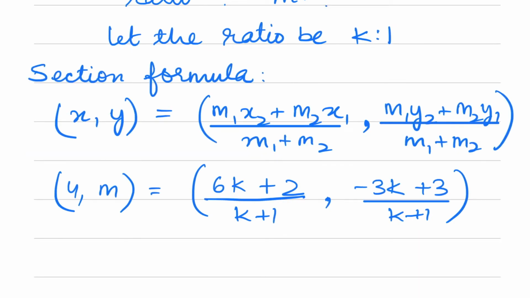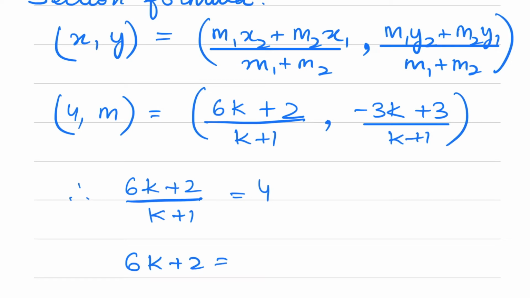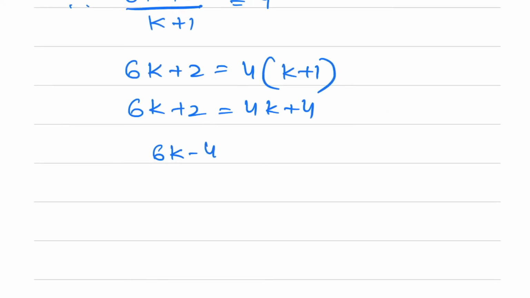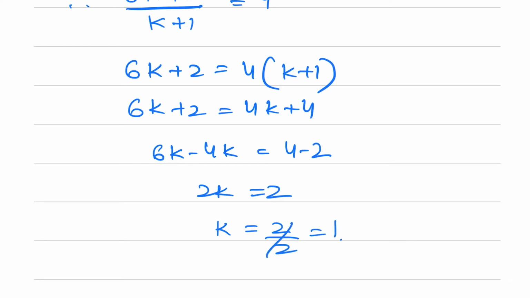So we can say here 6k plus 2 by k plus 1 is equal to 4. 6k plus 2 is equal to 4 into k plus 1. 6k plus 2 is equal to 4k plus 4. 6k minus 4k is equal to 4 minus 2. 2k is equal to 2. K is equal to 2 by 2. So we have this as 1. So the ratio is 1 is to 1.